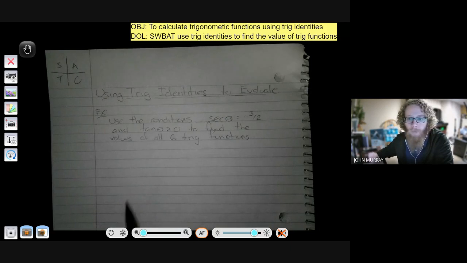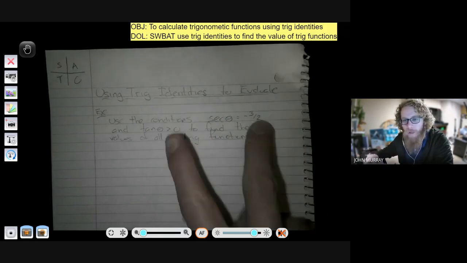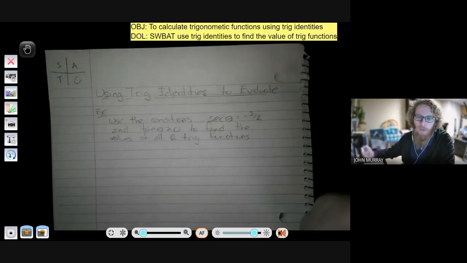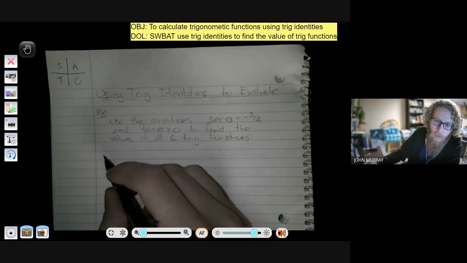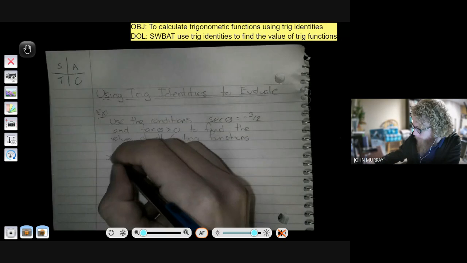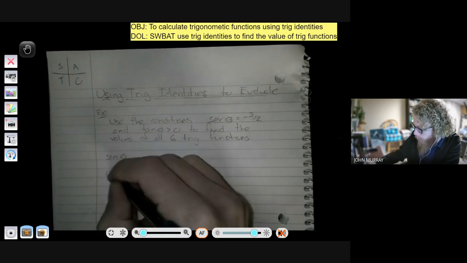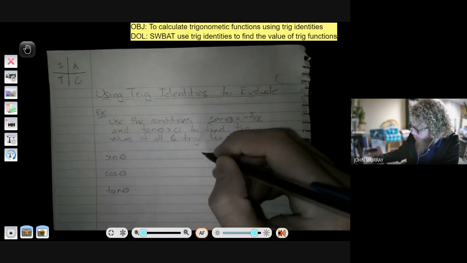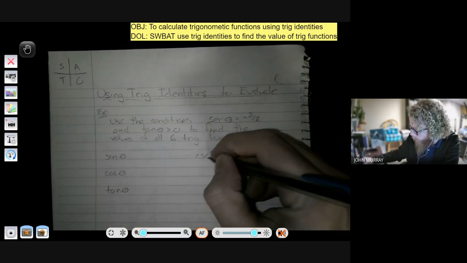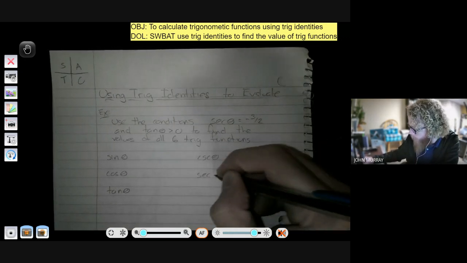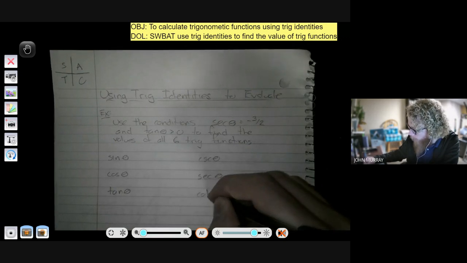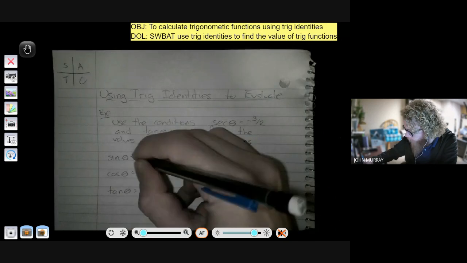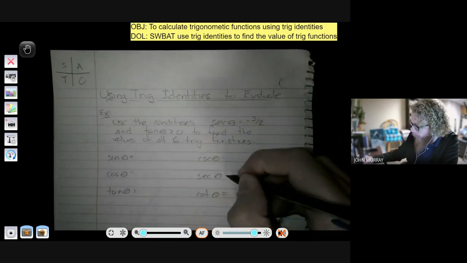It's greater than 0. I want to use those two conditions to find the values of all 6 of the trig functions. Right? So I want to find what is sine, what is cosine, what is tangent, and then what is cosecant, what is secant, and what is cotangent. All right, so those are the 6 values I want to find.